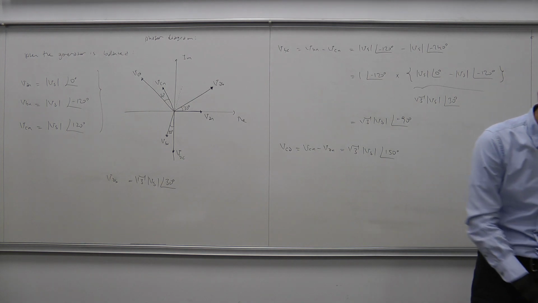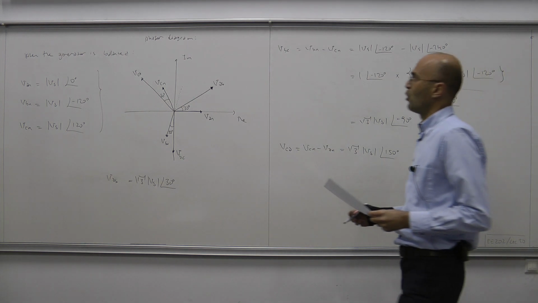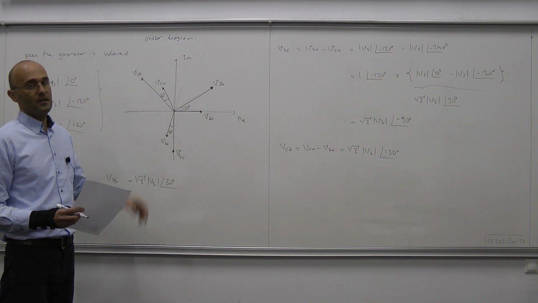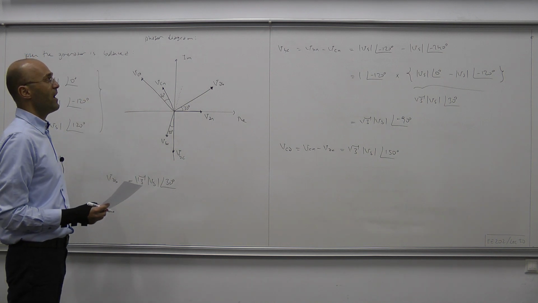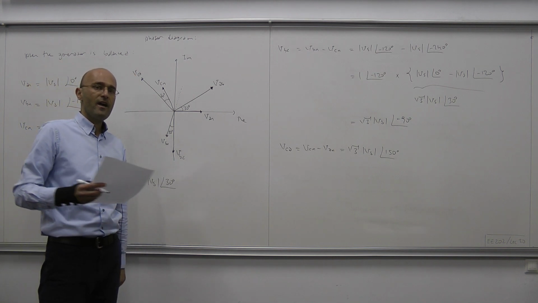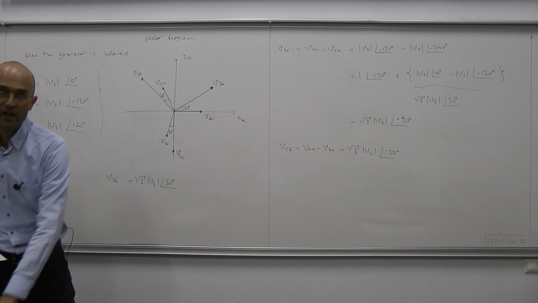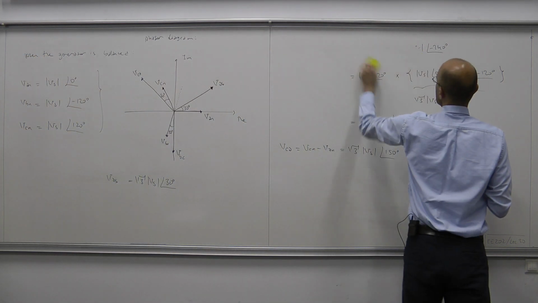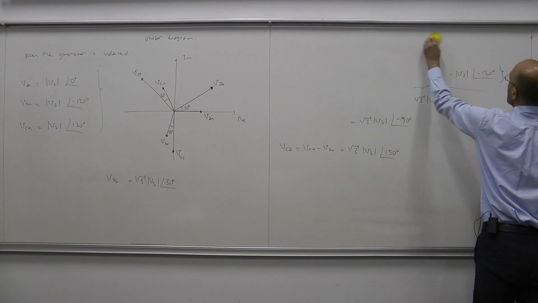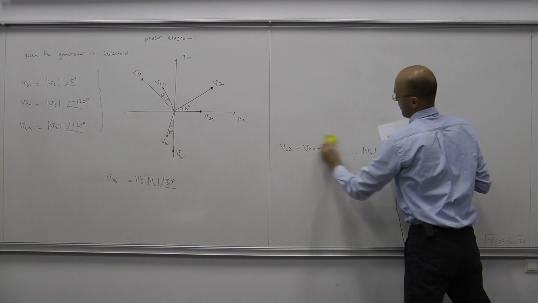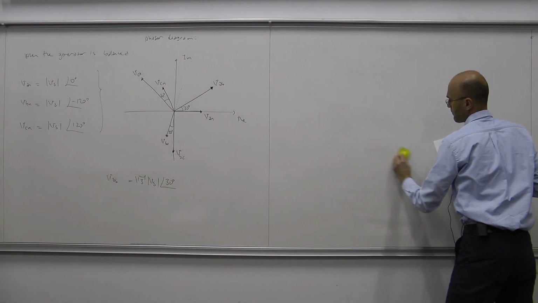Now, if a Y-connected source or Y-connected generator is connected to a Y-connected load, then the resulting circuit is called a Y-to-Y connection, or Y-to-Y topology. Okay. So let me quickly draw how such a circuit can be represented.